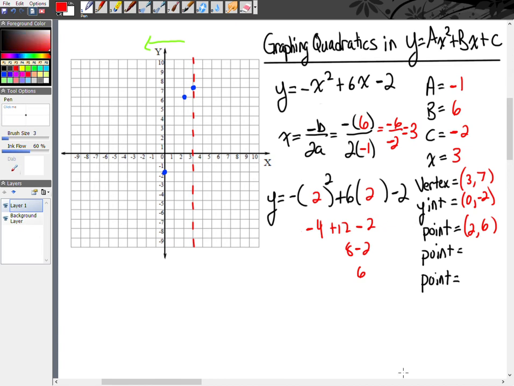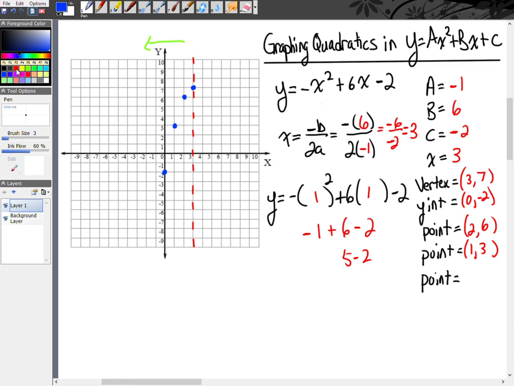Okay, my next point I'm going to choose: what if x is 1? What will my y value be? So I'm going to come back in here and plug in a 1 for my x value. So here, 1 squared is 1. Bring down this negative. 6 times 1 is 6, minus 2. So -1 plus 6 minus 2. -1 plus 6 is 5, and 5 minus 2 is 3. So I have the point (1, 3). We'll plot that.